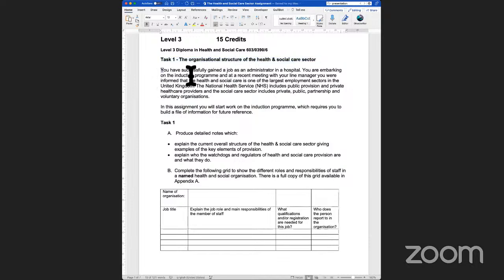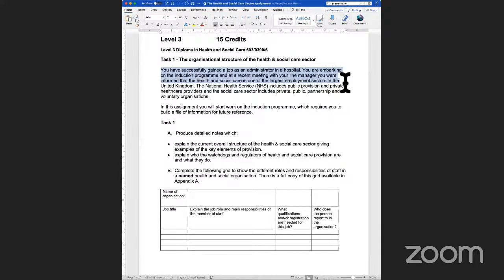You have gained a job as an administrator in the hospital. You're embarking on an induction program. And at a recent meeting with your line manager, you were informed that the health and social care sector is one of the largest employers in the United Kingdom, which is absolutely correct. There are in excess of 240,000 jobs, between nurses, doctors, therapists, any sort of practitioners who work within this sector. And this is one of the largest employers in the UK, and these are direct jobs within the health and social care sector.